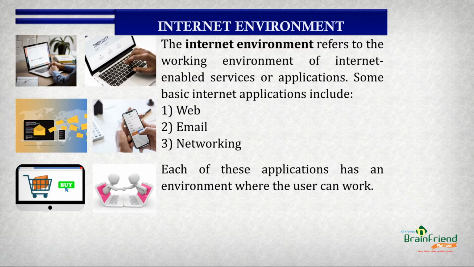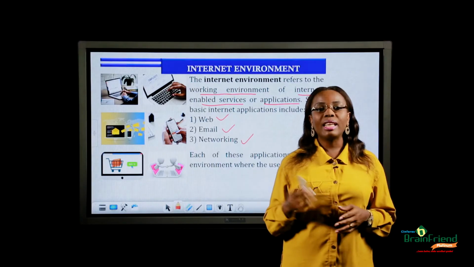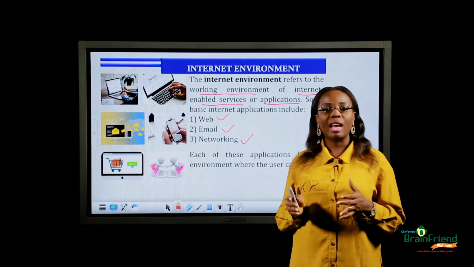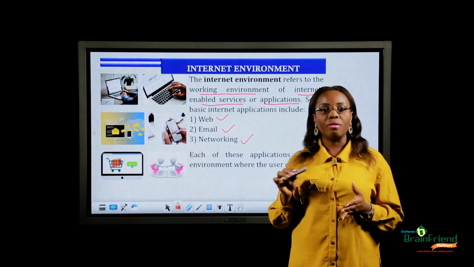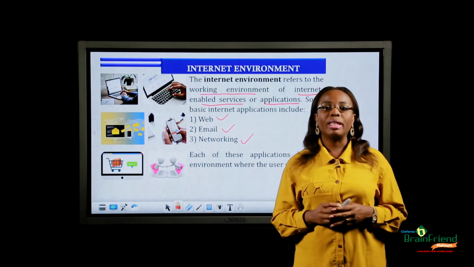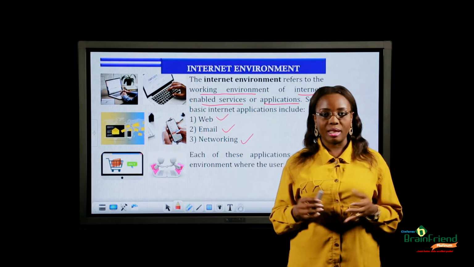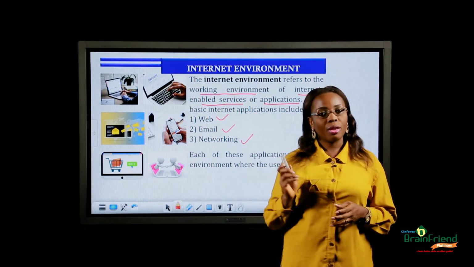The internet environment refers to a working environment of internet-enabled services or applications. In this lesson, we will look at three basic internet applications, and they are the web, email, and networking. Each of these three internet applications has its own working environment. So in this lesson, we're going to go through each of these applications, see what the environment looks like, and what can be done in these environments. We'll begin with the web.